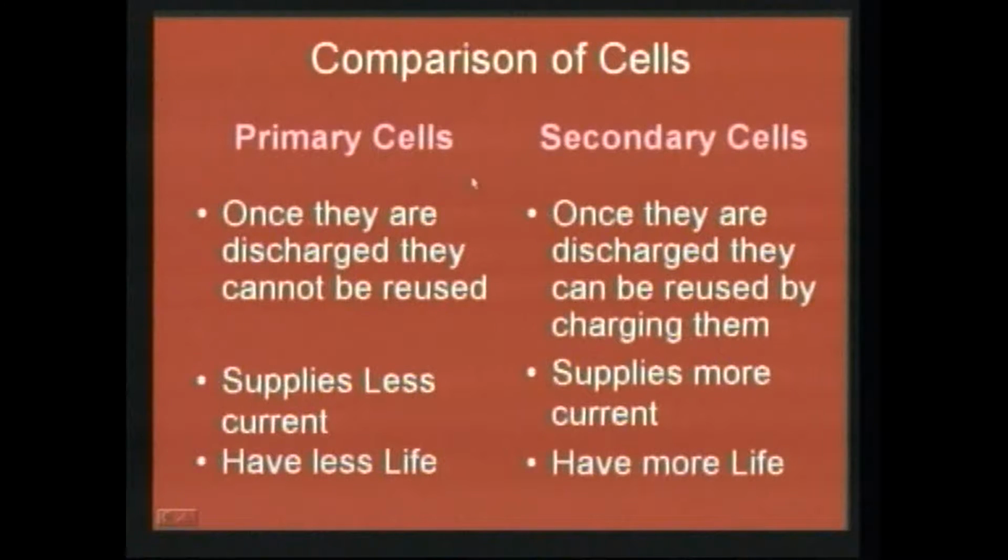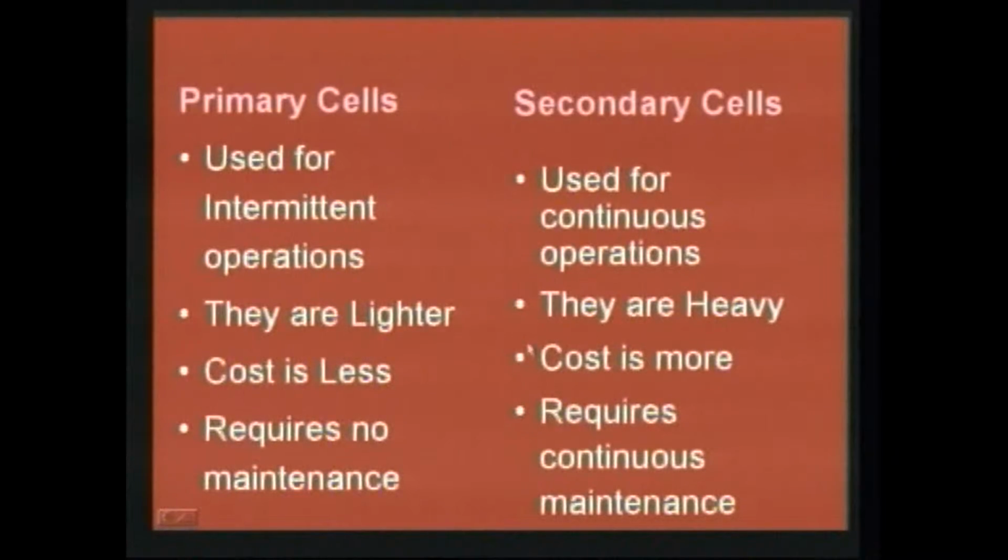Comparison of cells. Primary cells, secondary cells. Primary cells: once they are discharged, they cannot be reused. Secondary cells: once they are discharged, they can be reused by charging them again. Primary cells supply less current. Secondary cells supply more current. Primary cells have less life. Secondary cells have more life.